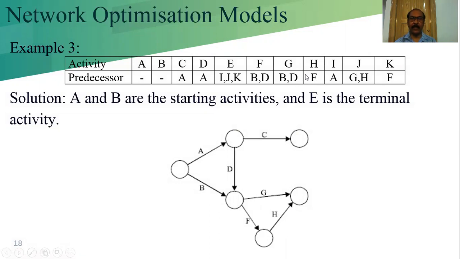H has the predecessor F, but until we move to the next one, we cannot think about that. G and H should enter into the same node. That we can find out from the relation. J has the predecessors G and H. Since J is the activity which has the predecessors G and H, we can say that G and H enter into the same node, and from that same node J will go out.